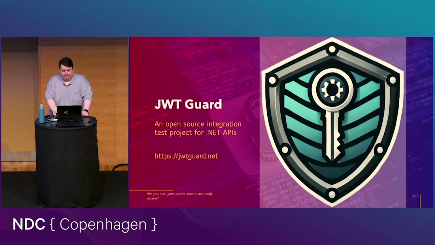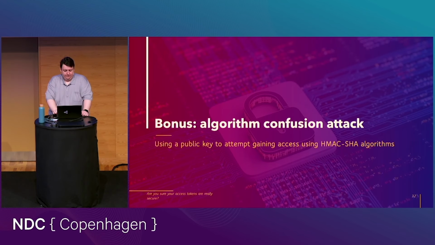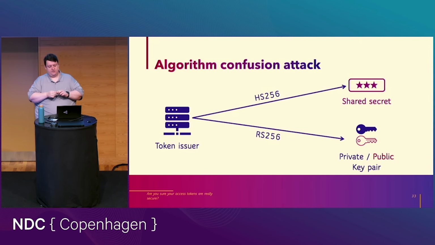Now, I do have a bonus case called the algorithm confusion attack. What do I mean with that? Let's say that you have a very old situation where your API needs to interface with clients new and old. And the old client can only use tokens that are using the HS256 algorithm.